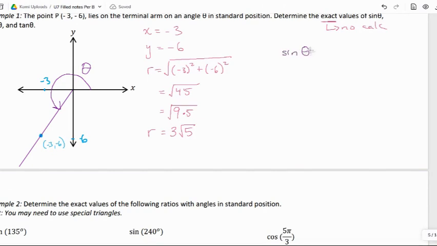Sine of that angle is going to be y over r. What is y? Y is -6. What is r? 3 root 5. There are 2 things I can do here to simplify. See if you can remember. So first one, I'm going to divide 6 and 3 by 3. So I get 2 and 1.